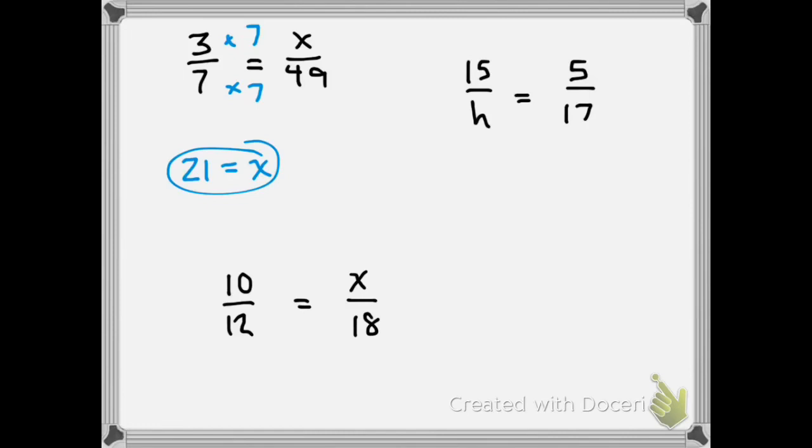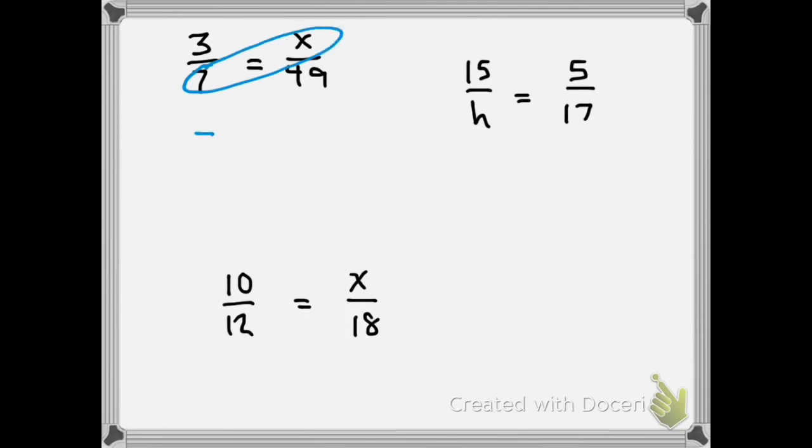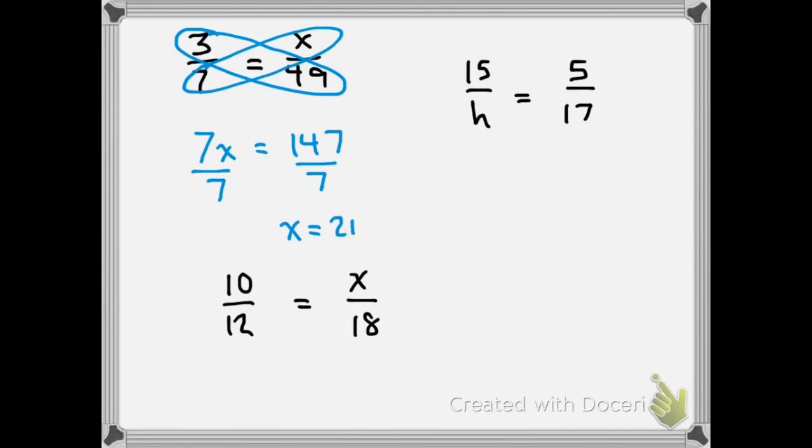I tell my kids that the most foolproof way of doing this is to use the algebraic way, which is our cross product. So we can do 7 times x, which is 7x, all right? And then we can do the 3 times 49, which ends up being 147. We divide by 7. And sure enough, it does give us 21.